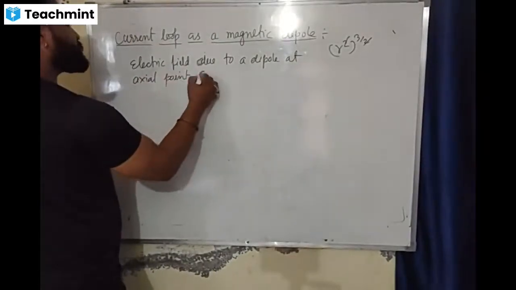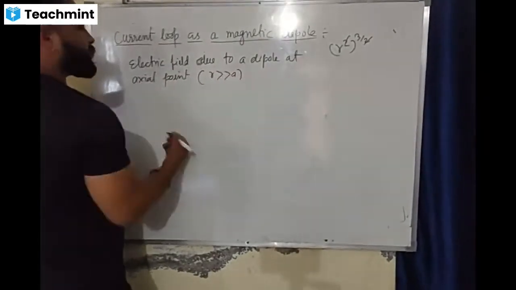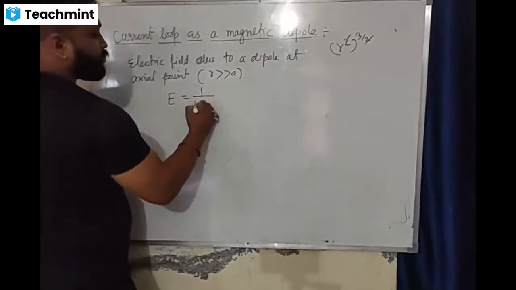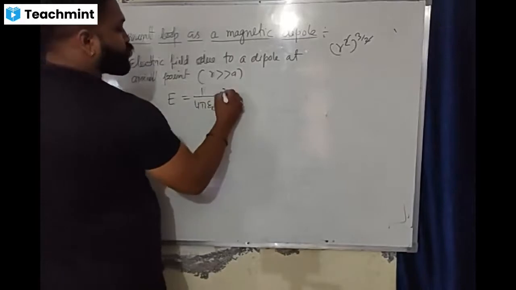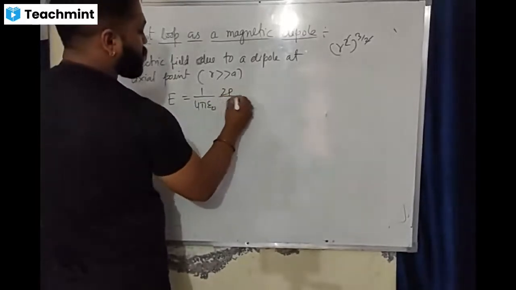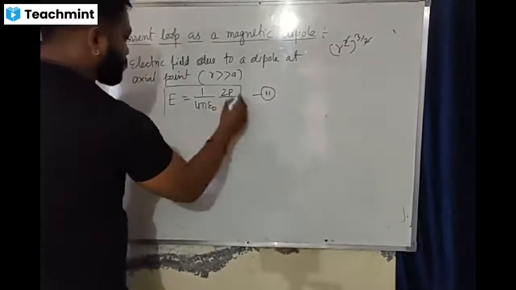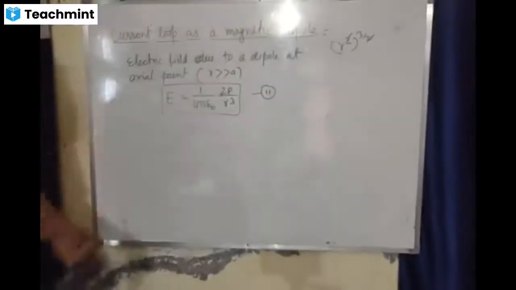And here also I have to consider that R is very much greater than A. The electric field will become 1 upon 4 pi epsilon naught 2p upon R cube. This is equation 2. Now this is what we have done.